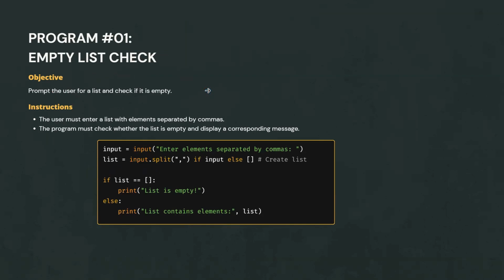It sounds simple, right? But trust me, this tiny concept is something you'll use a lot as you go deeper into coding. So here's the plan. First, we'll ask the user to enter some elements separated by commas, and then we'll turn that into a list. And we'll check if the list is empty or not using an if-else condition. All right, let's write the code step by step.